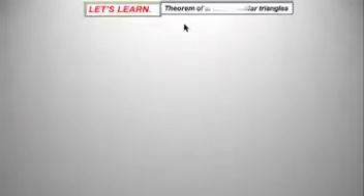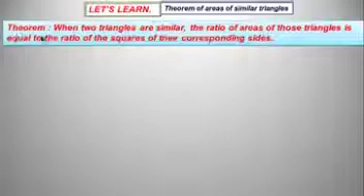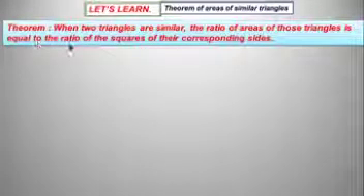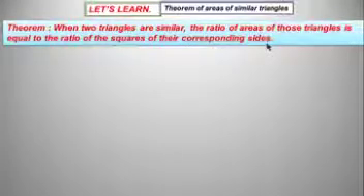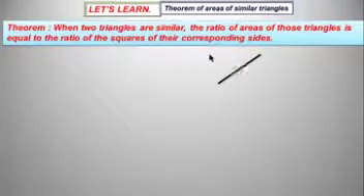Here, let us learn the theorem of area of similar triangles. The statement: when two triangles are similar, the ratio of the areas of those triangles is equal to the ratio of the squares of their corresponding sides. This is our statement. See this figure.